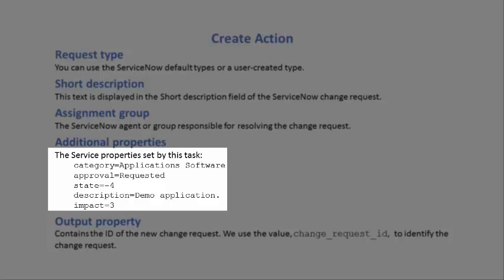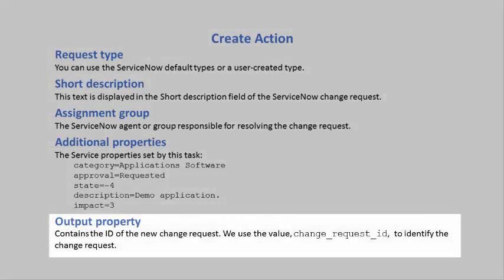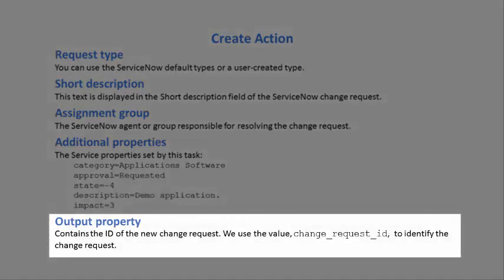We set the state to -4, which represents the assessed state in the ServiceNow normal state model. It's common to use update actions to modify the ServiceNow change request state. The continuous release documentation describes the ServiceNow state model. Finally, we defined a ServiceNow property in the output property field. This field will contain the ID of the new change request. Other ServiceNow tasks can use this property to identify the request.